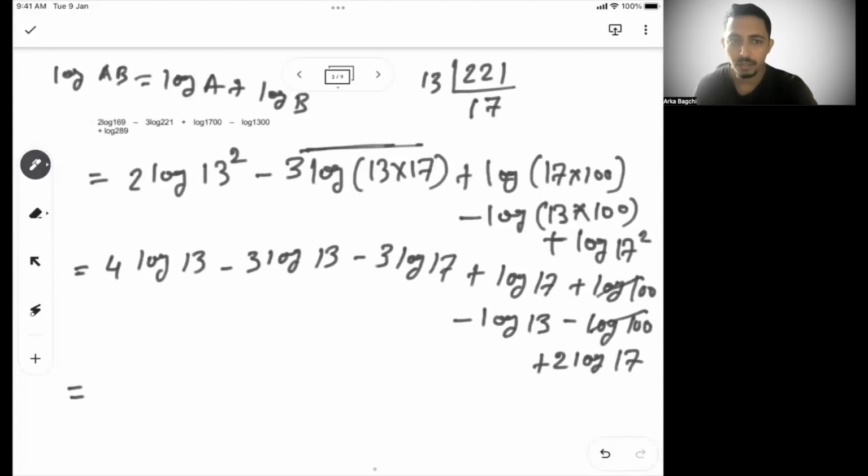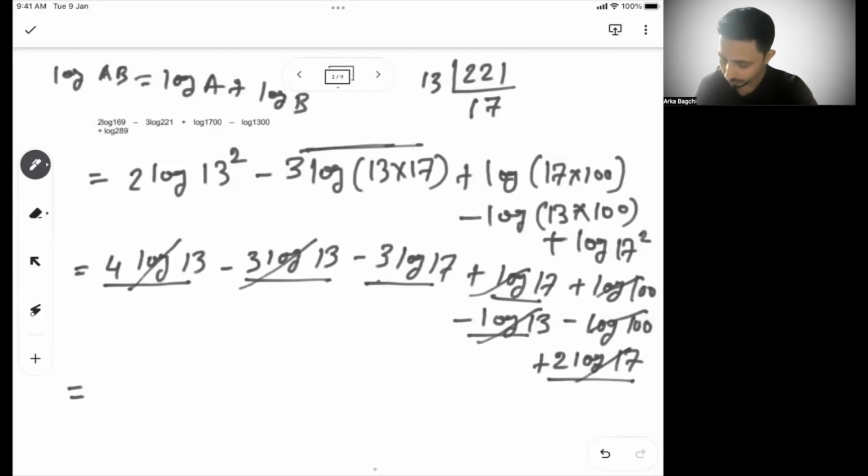Now, if you see, we have only log 13s and log 17s, right? So let's see what is there. I can see here there is a 4 log 13, there is a minus 3 log 13, and then there is a minus log 13. So these will get cancelled out. Then I have minus 3 log 17, and I have plus 2 log 17 plus log 17. So 2 log 17 plus log 17 is 3 log 17. So things will get cancelled. So your answer is 0, right? Everything gets cancelled out with each other.